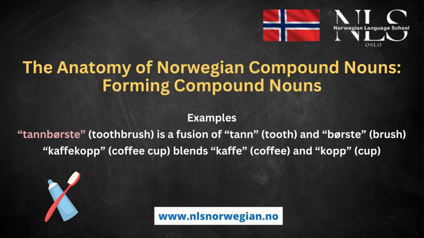The anatomy of Norwegian compound nouns. At the heart of mastering compound nouns in Norwegian lies the ability to discern and unite individual words. These compounds are predominantly formed by conjoining two nouns, although they might also involve adjectives or verbs. For example, tannbørste, toothbrush, is a fusion of tann, tooth, and børste, brush, forming compound nouns. In Norwegian, compound nouns are typically written as one contiguous word, creating what might appear to be lengthy and complex terms to the untrained eye.